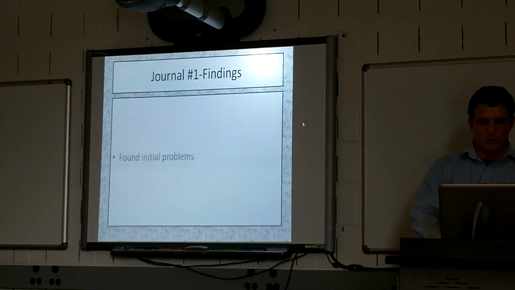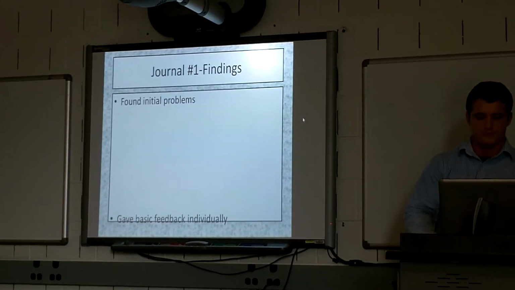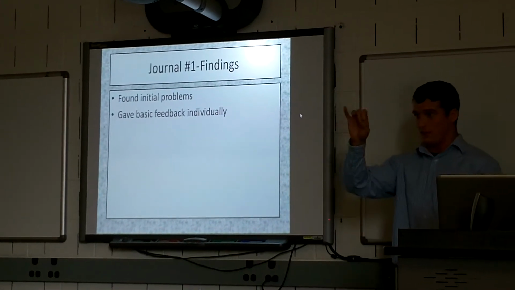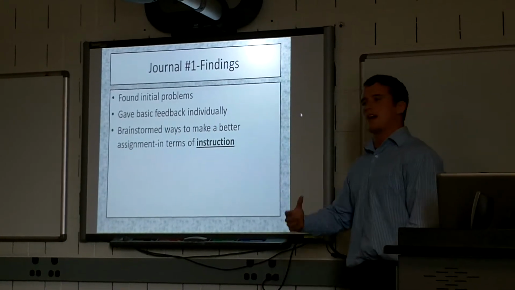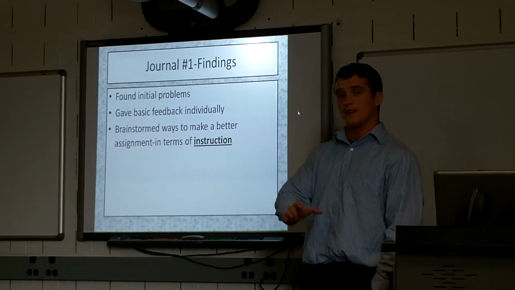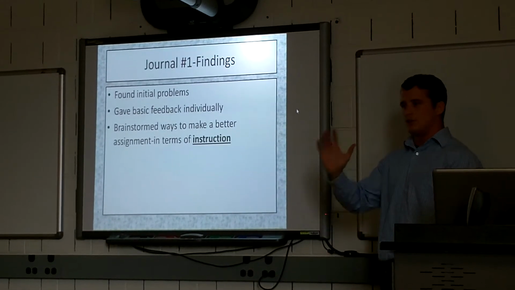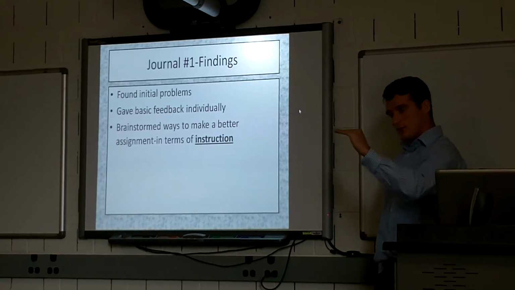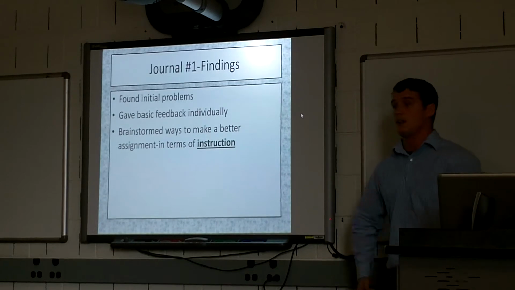My findings in Journal 1 are that I found the initial problems and expanded what my students needed to work on. Also, I gave basic feedback individually, such as what you saw physically, me writing what they had to work on. Now, I brainstormed ways to make this assignment better, such as instructions. And you're going to see in my next paper how I did that. I wanted to really emphasize what they had to do, so they could just go step 1, step 2, step 3, step 4. I thought that would increase their participation as well as the quality of the assignment.